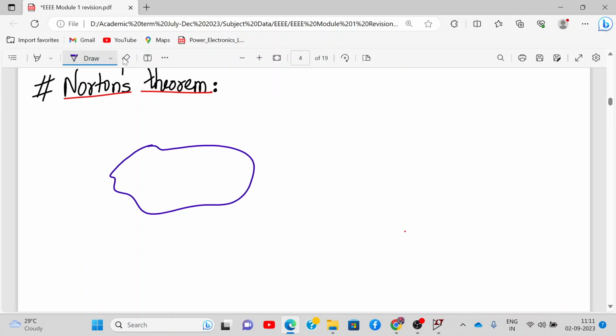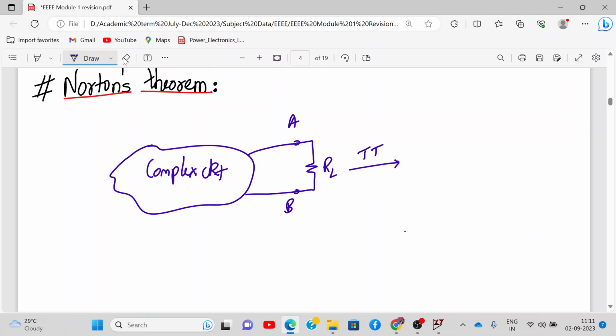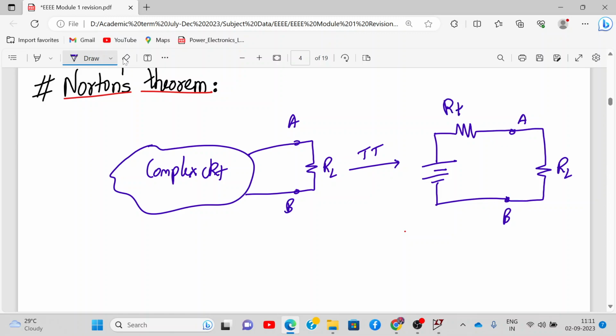Okay. So any complex circuit, you take the two terminals, call it A and B, and connect a load resistance RL. According to Thevenin's theorem, this gets converted into a single voltage source in series with a resistance, and you connect back your RL over here. This is RL, this is called RTH, Thevenin's resistance, and this is called Thevenin's voltage. This is my complex network, and this circuit is called Thevenin's equivalent circuit.